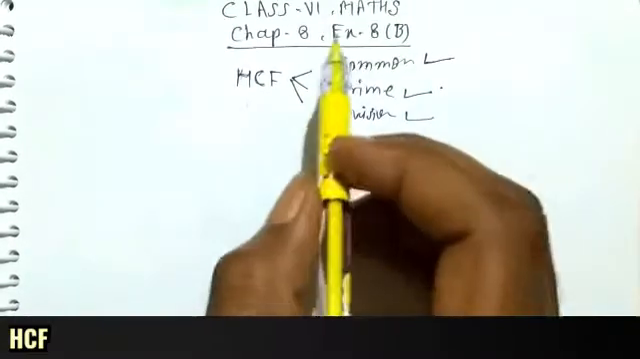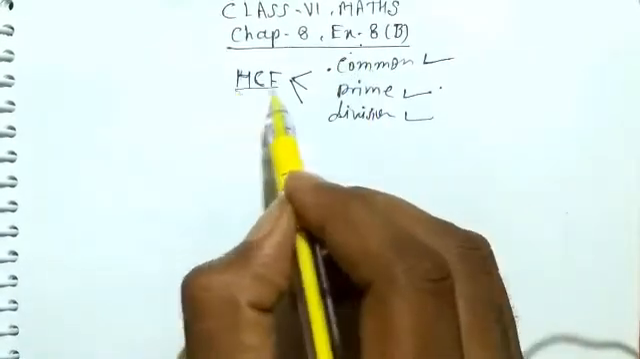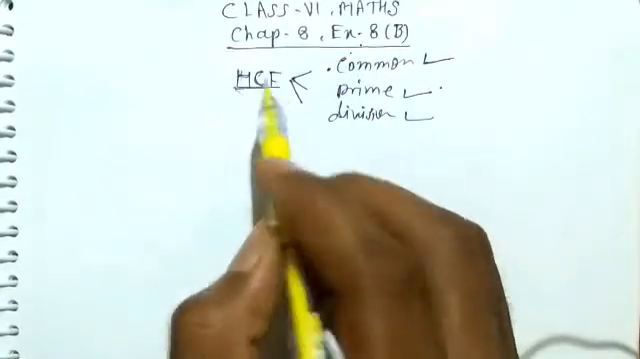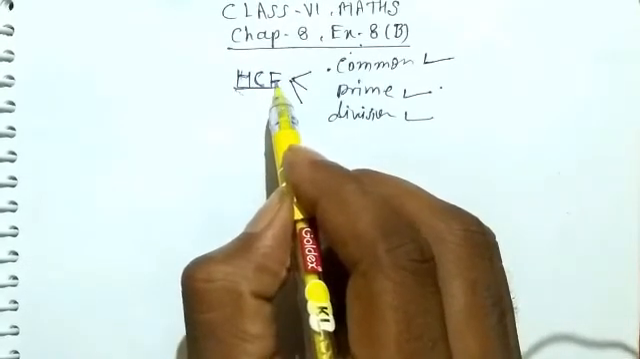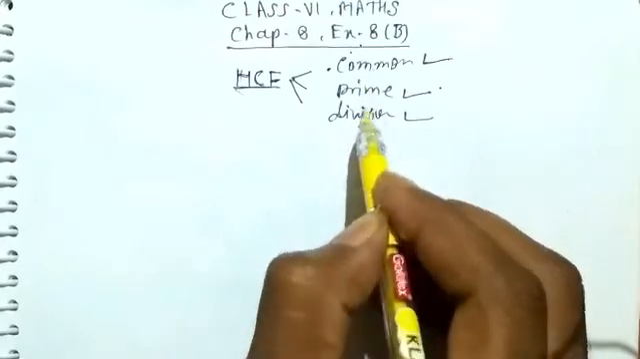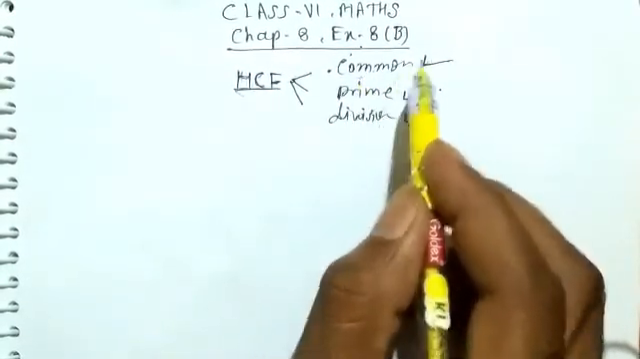Today we are going to start exercise 8b of chapter 8, HCF and LCM. First of all, we will discuss how to find out the HCF of the given numbers. There are three methods to find out the HCF. First one, common factor method.